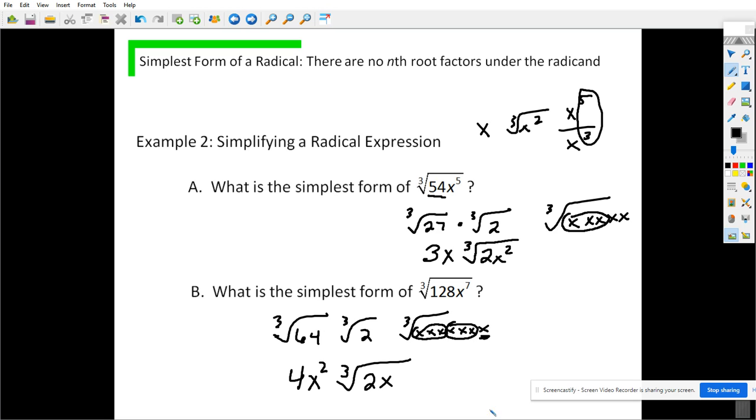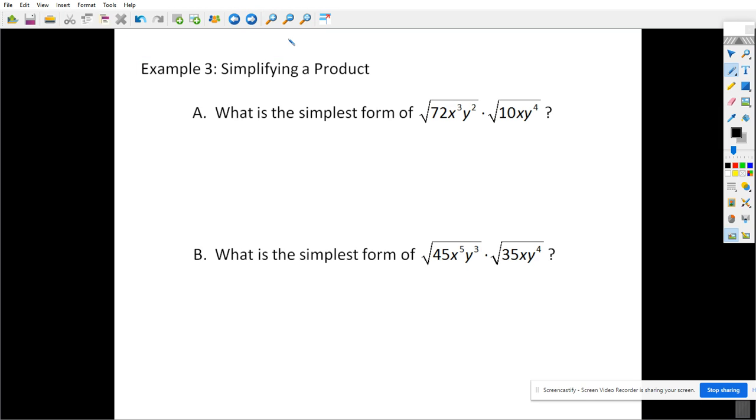Okay. And again, how am I knowing to look at cube roots? Because of the index. If this was a 4, I would be looking at 4th roots. Okay, so again, product, multiply. So now I'm dealing with square roots here, and I'm just going to straight multiply here. Okay, 72 times 10, which equals 720.